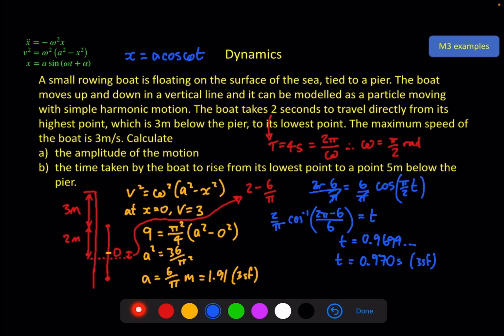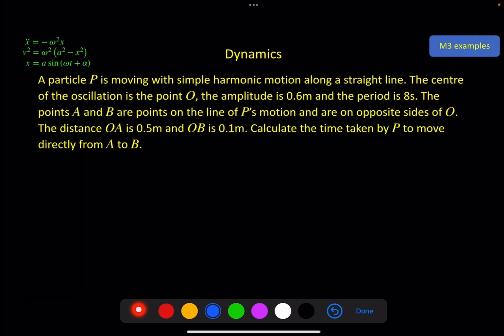Final example. A particle P is moving with simple harmonic motion along a straight line. The center of oscillation is point O, the amplitude is 0.6, and the period is 8. Okay, we've got a fair amount of information there. We know A is equal to 0.6, T is equal to 8, which is 2 pi over omega. Therefore, omega is equal to pi by 4 radians.